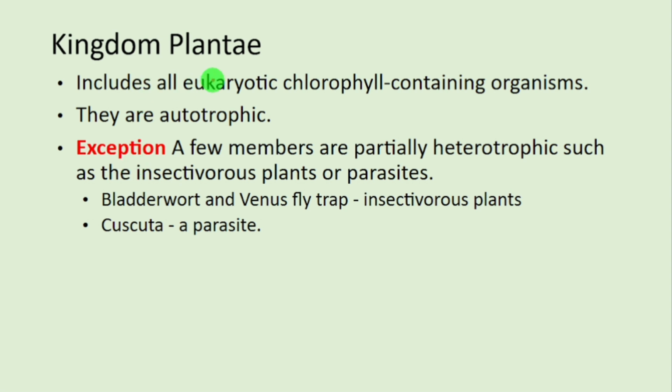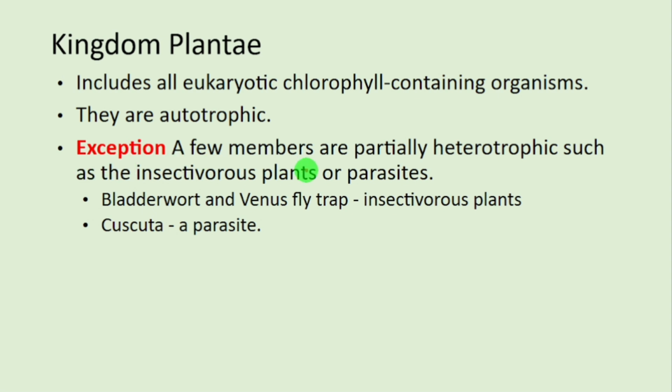So kingdom Plantae includes all eukaryotic chlorophyll containing organisms. This is important. They contain chlorophyll, they are photosynthetic, they are autotrophic. There are certain exceptions. Usually we learn exceptions at the end, but in this video I will first talk about exceptions.